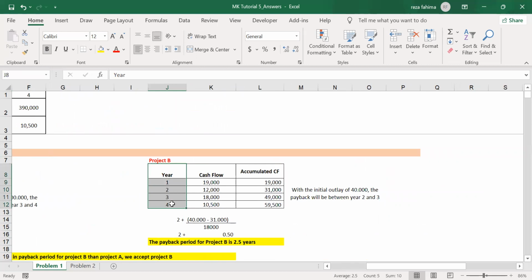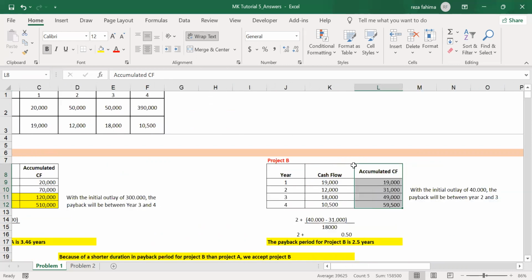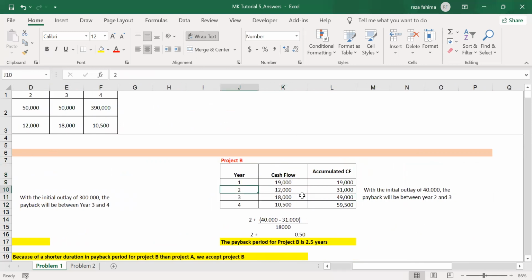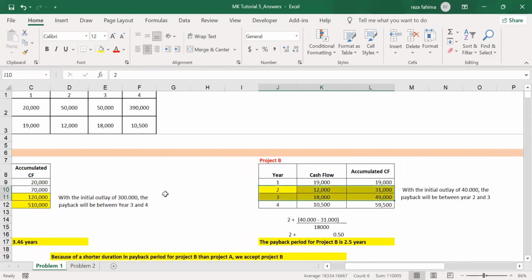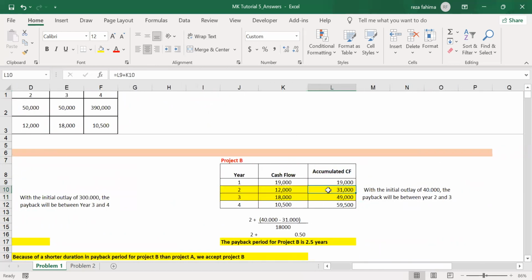And we're going to do the same with project B. You list the year of the investment, and then you list the cash flows, and you accumulate all the cash flows with the same method that I have told you earlier. And then we're going to look for where our initial investment, which is 40,000 for project B, is in between. It is in between the cash flow of the second year and the cash flow of the third year. I'm going to mark this. It's because the 40,000 is in between 31,000 and 49,000, right?